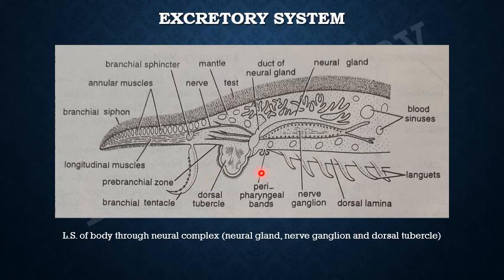and after the peripharyngeal bands, because it is an LS, there is just a cross section of the peripharyngeal bands. So after the prebranchial zone come the peripharyngeal bands, and they are separating the prebranchial zone from the branchial sac. And this is the dorsal lamina, and the languids are hanging down. So this is the region of branchial siphon, and somewhere here will be the region of atrial siphon.